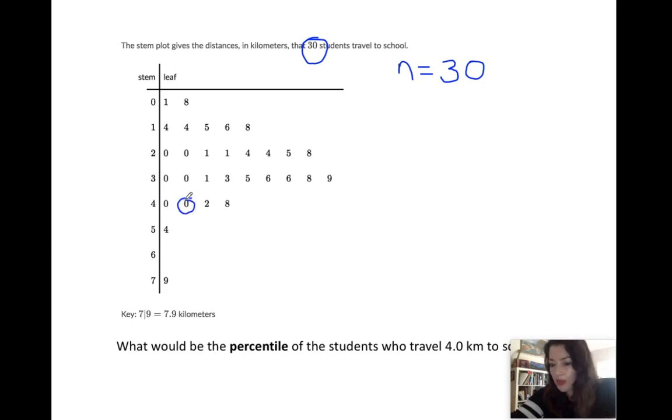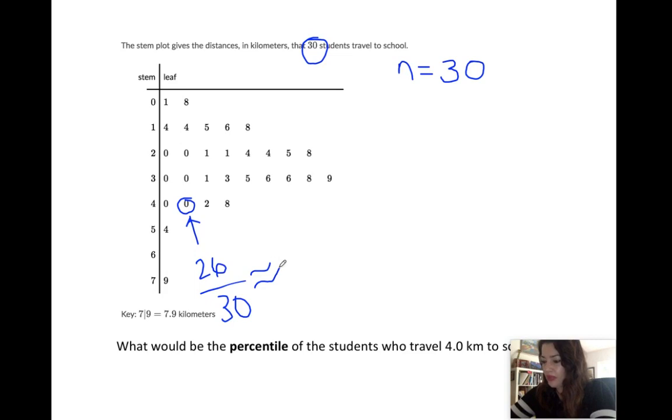So remember, I want to use the observation. The percentile is all observations at or less than 4. Because we have 30 items, instead of counting how many we have below, it is easier to see that I have 1, 2, 3, 4 above. So this observation right here is the 26th out of 30. So that is actually my percentile that I can calculate. If you enter into your calculator 26 out of 30, that will give you the percentile of the students who travel 4 kilometers. So 26 divided by 30 is, again, about the 87th percentile. So this would be the 87th percentile.